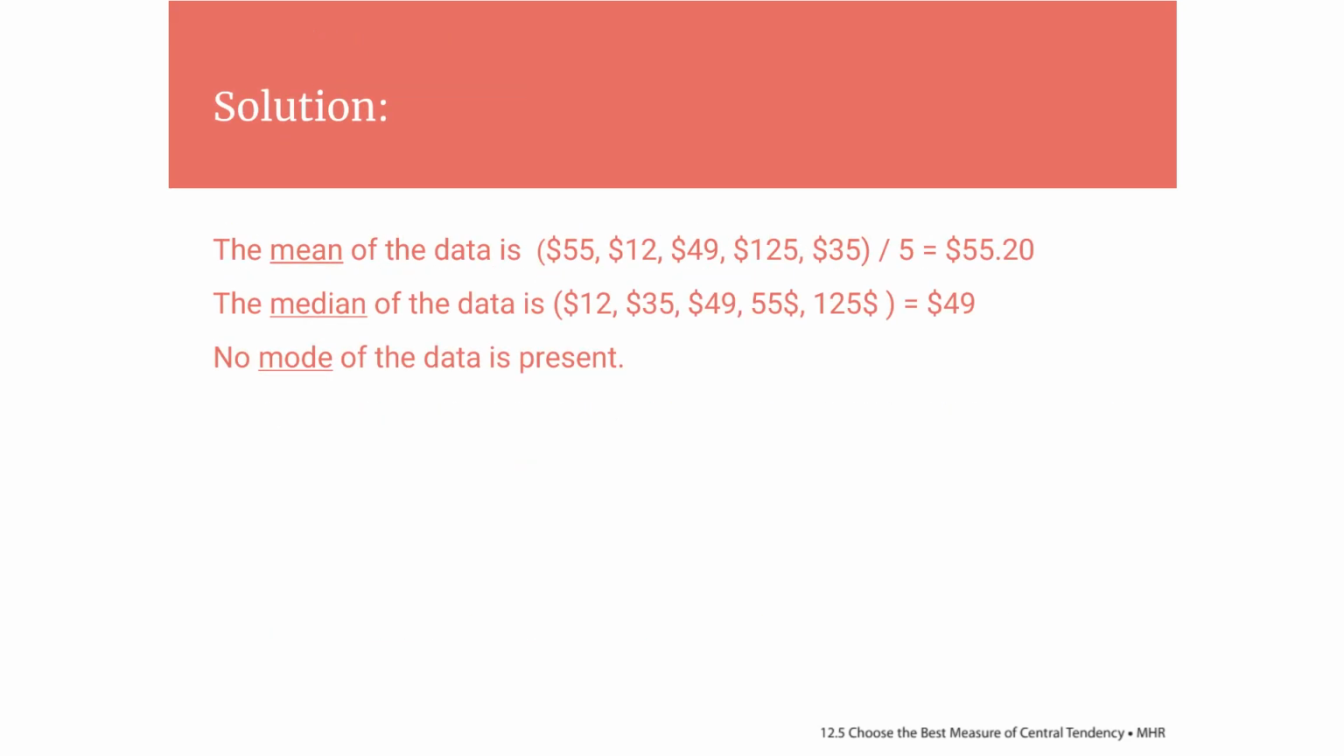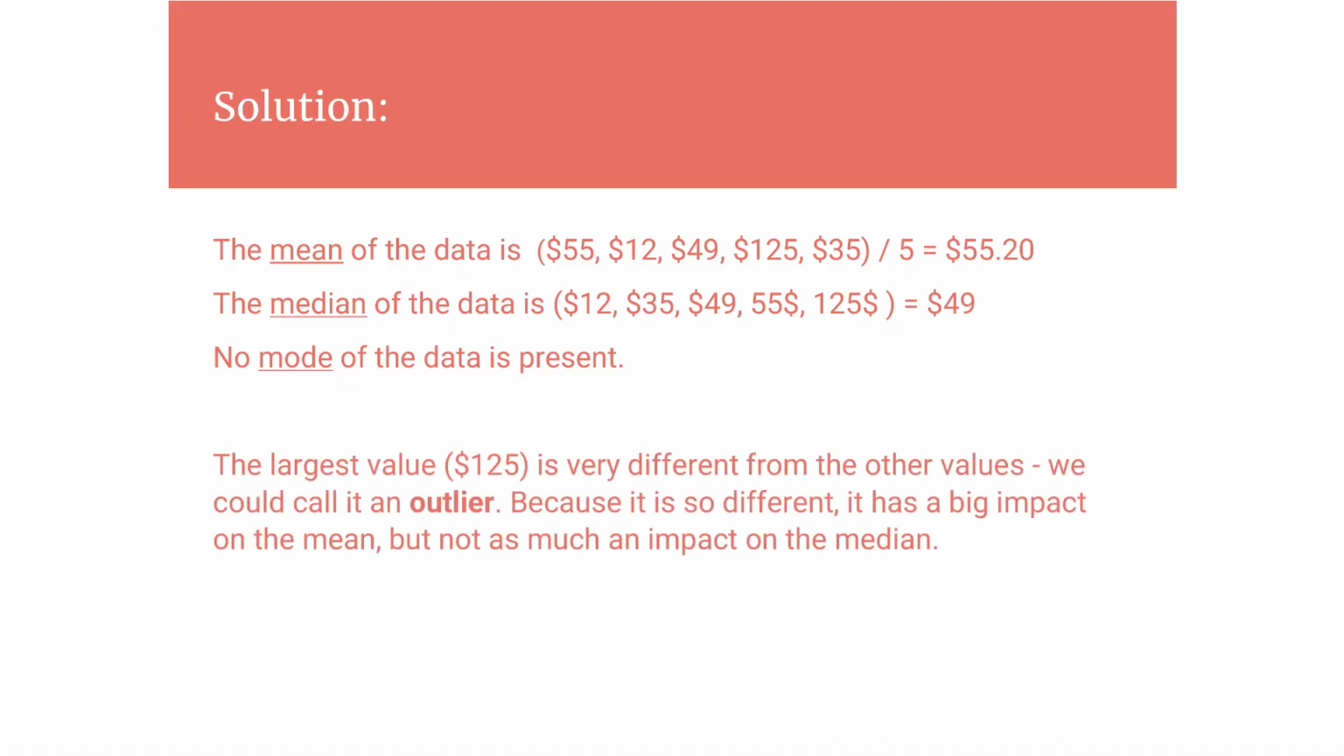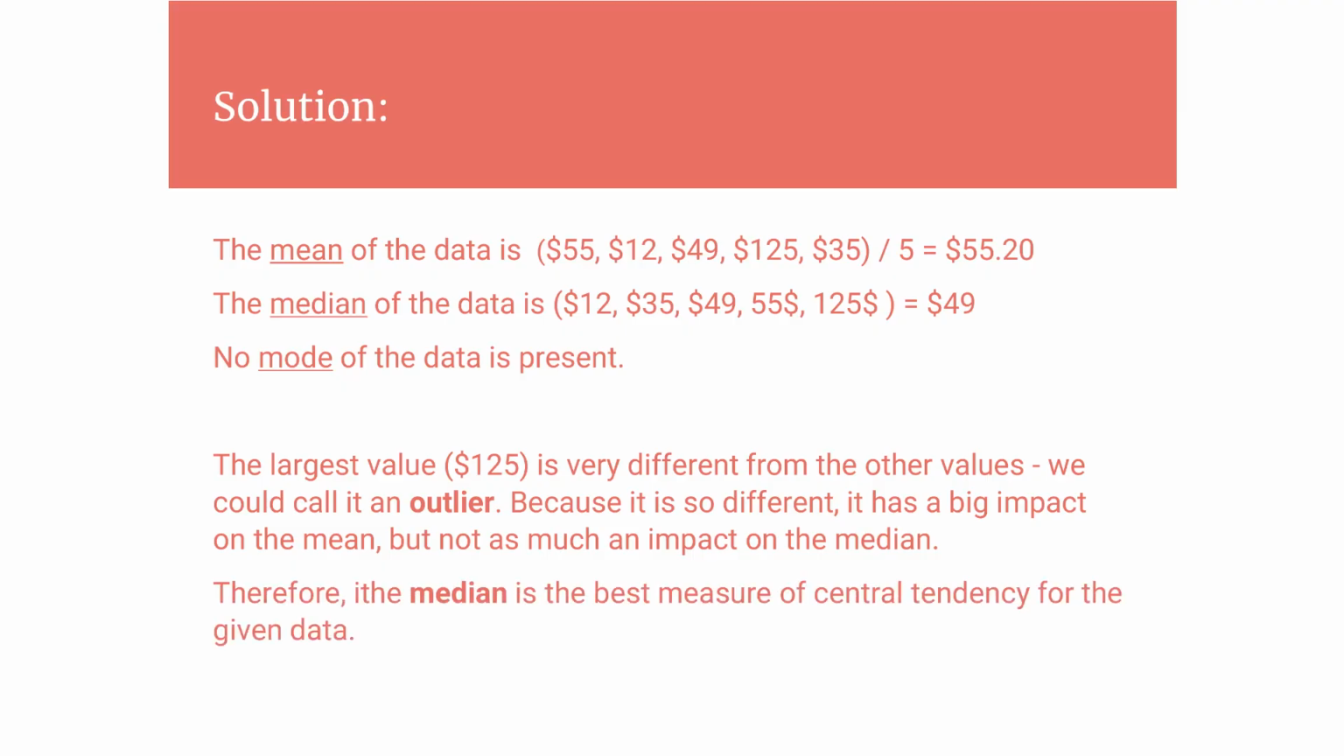The mean of the data is $55.20. The median is $49, and there is no mode. The largest value of $125 is very different from the other values. We could call it an outlier because it's so different. It has a big impact on the mean, but not much impact on the median. Therefore, in this case, the median is the better measure of central tendency for the given data.